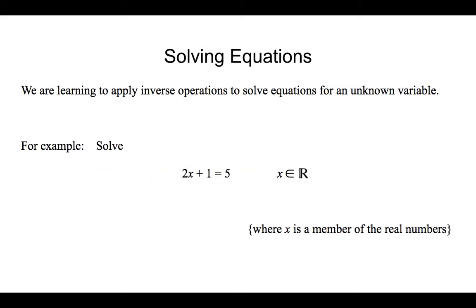So, we are going to learn to apply inverse operations to solve equations for an unknown variable. For example, solve 2x plus 1 is equal to 5, where x is a member of the real numbers. What we're saying there is that x has to be a number which exists on the real number line from negative infinity to positive infinity.